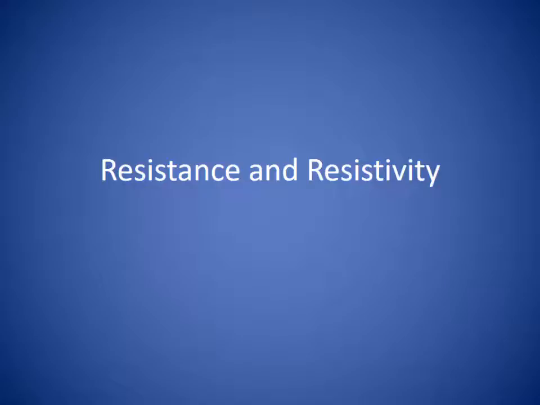As electrons flow through a conducting material, their flow is impeded by the attractive and repulsive forces that are acting between the atoms of that material and the electrons. Different materials impede the flow of electrons to different extents, and this property is known as the resistance or resistivity of the material.